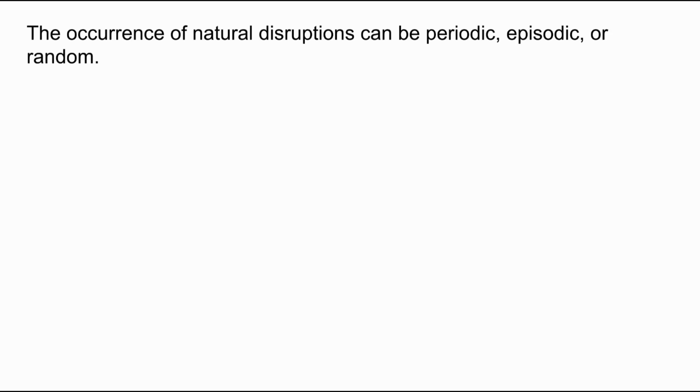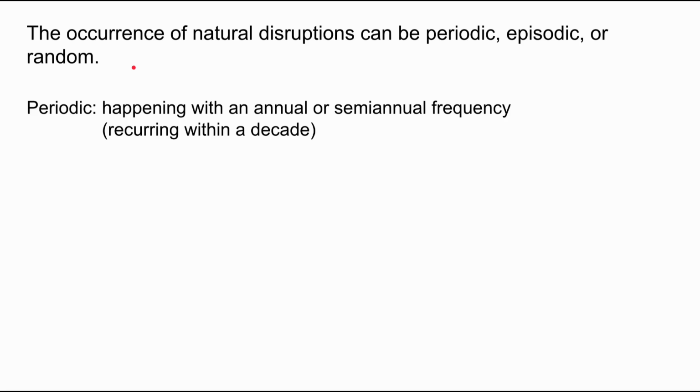Now, the occurrence of natural disruptions can take place in either a periodic, an episodic, or a random fashion. And they do ask you about this on the AP test, so let's make sure we understand the difference. So periodic basically means it happens fairly regularly, like on an annual or semi-annual basis. They definitely occur within a decade, let's just say.